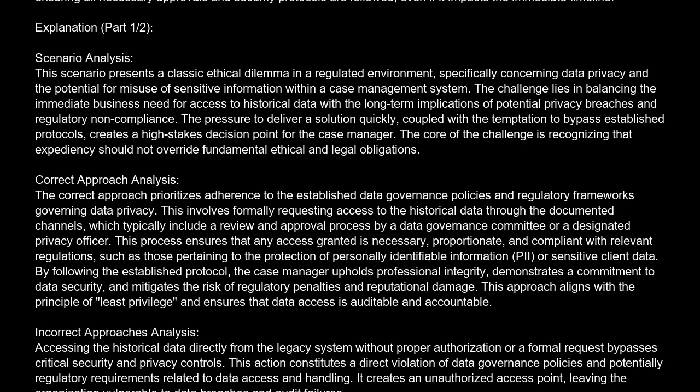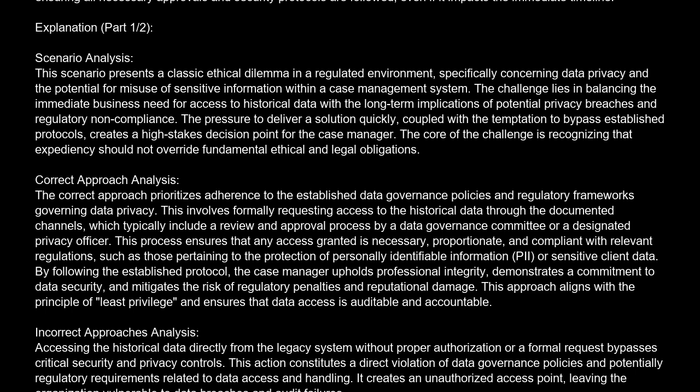The correct answer is B. Initiate a formal request through the established data governance channels to access and migrate the historical data, ensuring all necessary approvals and security protocols are followed, even if it impacts the immediate timeline.